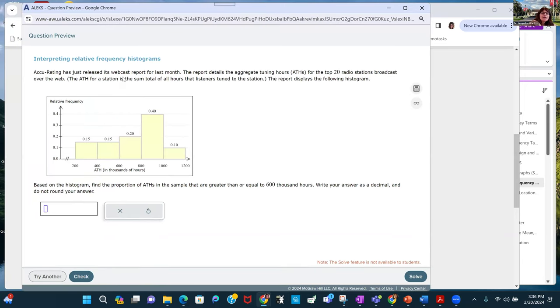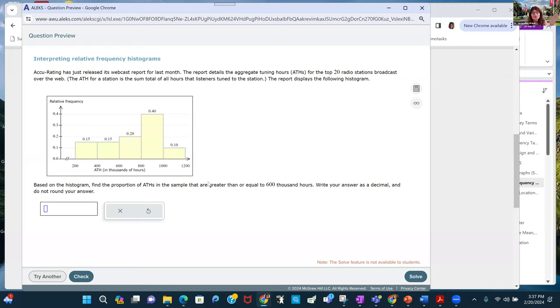AccuRating has just released its webcast report for last month. The report details the aggregate tuning hours for the top 20 radio stations broadcast over the web. Aggregate tuning hours are ATHs. The ATH for a station is the sum total of all hours that listeners tuned to the station. So the report displays the following histogram. So 15% had between 200 and 400 aggregate tuning hours, et cetera. So notice the y-axis here, it's given in relative frequency, and so you're given the decimals already.